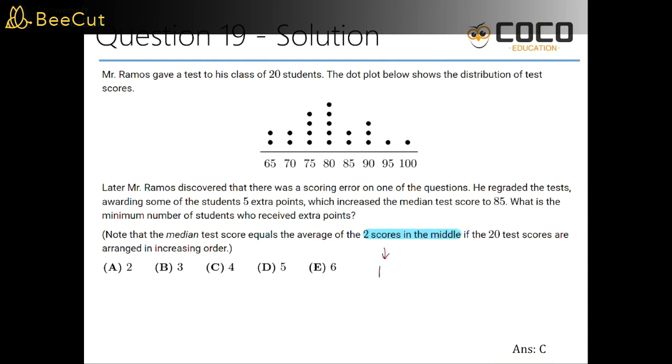So when this is arranged in increasing order, those two scores in the middle will be the 10th student and the 11th student. Right, so the average of them is 85 here. Okay, obviously, this cannot be 80 and 90 because some of them got 85. So it must be both of them got 85 marks. The average of them is just 85. So it means that the first 9 students are less than 85.